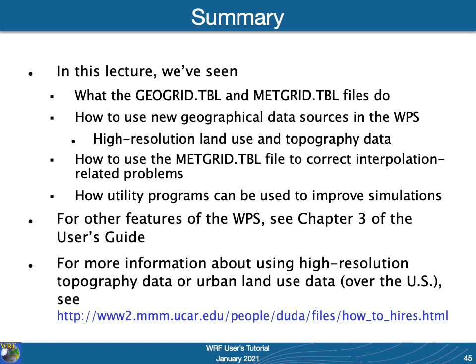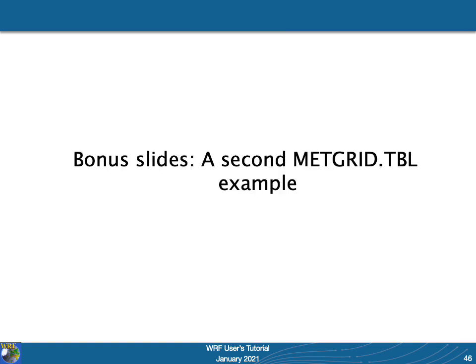For more information on some of the utility programs that are provided with the WPS, the next best resource to check would be Chapter 3 of the ARW User's Guide. There is also a web page that's probably out of date, but it may provide you some steps and pointers on how to introduce your own high-resolution topography and land use data, and that URL is given at the bottom of this slide. This concludes the main material of this lecture. In the remaining slides, without narration, we have another example of how you can use the METGRID table to selectively choose interpolation options depending on the source of meteorological fields.